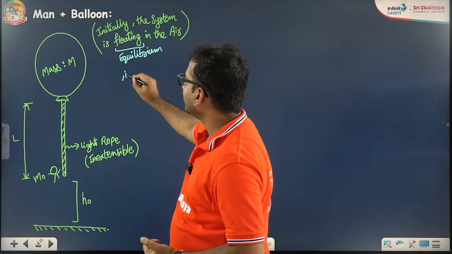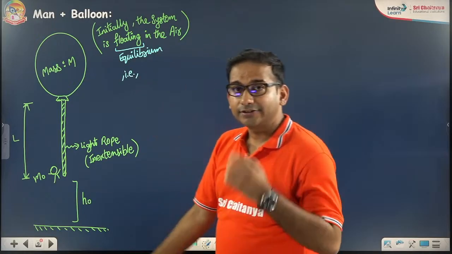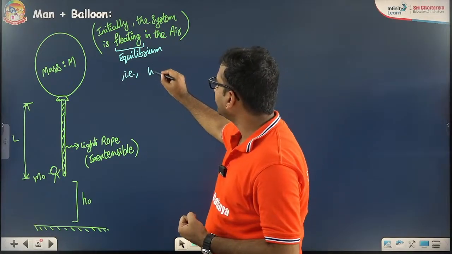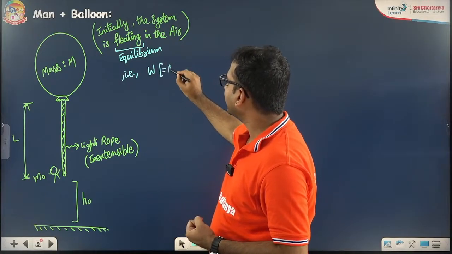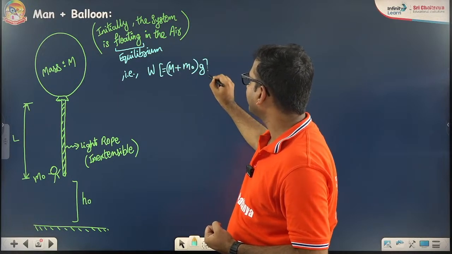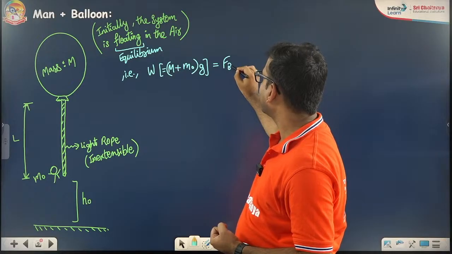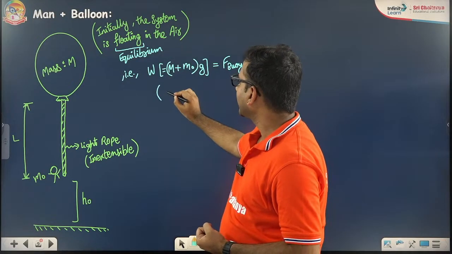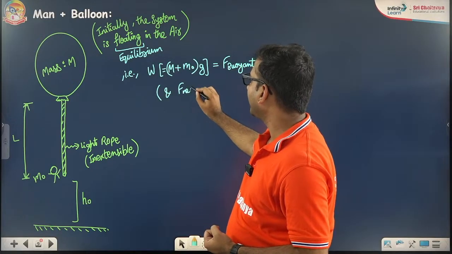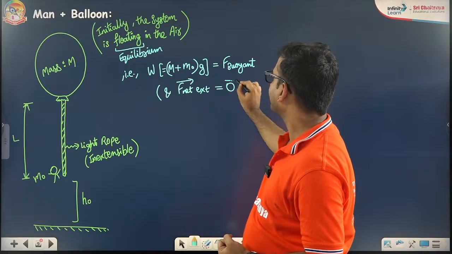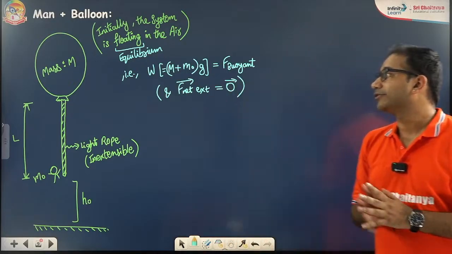That is, there are two forces acting on it: W, which is equal to mg, that is capital M plus m naught into g, and the buoyant force. Total weight will be equal to the total buoyant force, and the net external force acting on the system is 0.